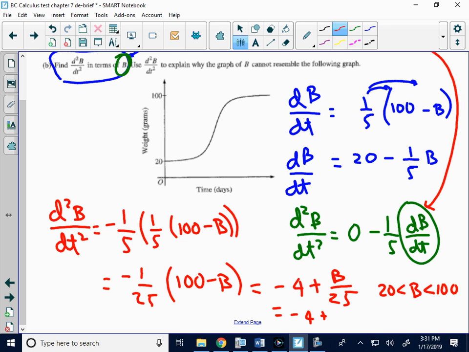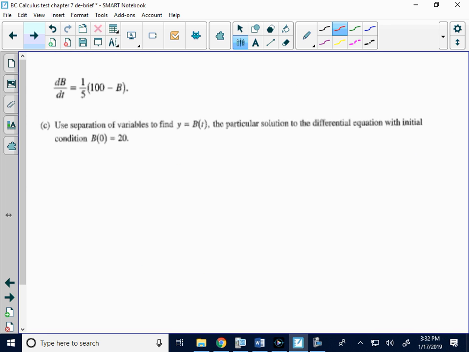If b is equal to 100, then this becomes negative 4 plus 4. If b is anything less than 100, this is going to be less than 0. So I guess you sort of have to argue it that way. Again, a difficult problem, no doubt. The second derivative is negative. The second derivative is less than 0. So we have to have concave down. It can't be concave up. However you wrote that.